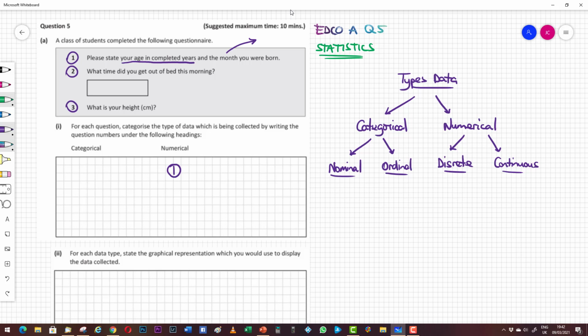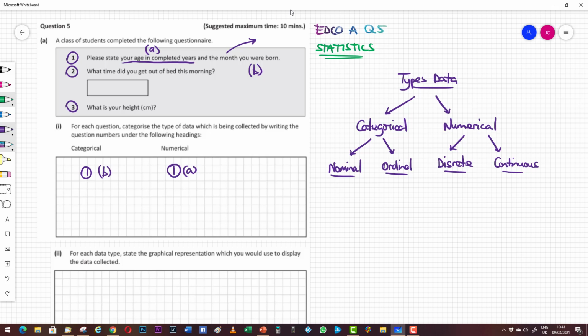And so what I would do is split this question in two. I would split it into question 1A, which is your age in completed years, which is numerical. And then the month you were born in, I'm just going to put a B, and I'm going to put 1B over this side. So the month you were born in is a category. It's not represented by a number, so the categories would be January, February, March, April, May, and so on.